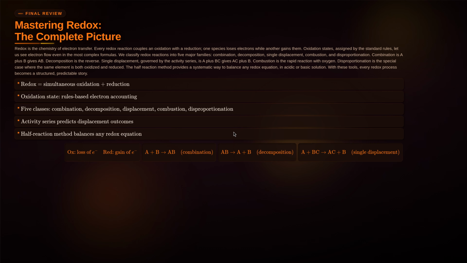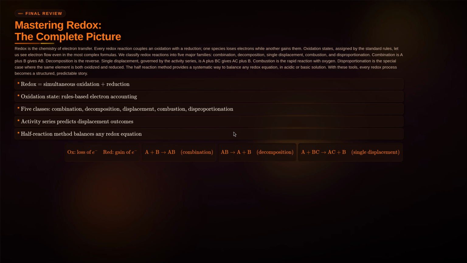We track electron flow with oxidation numbers, assigned by fixed rules. Pure elements are 0, monatomic ions equal their charge, oxygen is almost always -2, hydrogen is +1 with nonmetals, fluorine is always -1. There are 5 main classes of redox reaction.